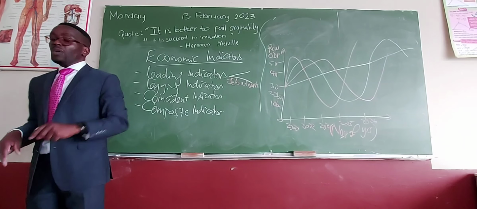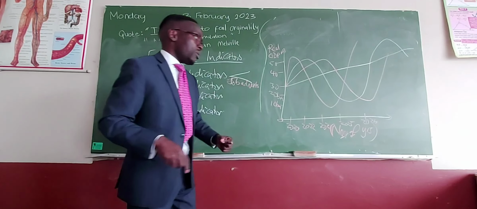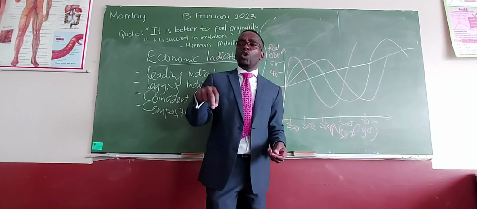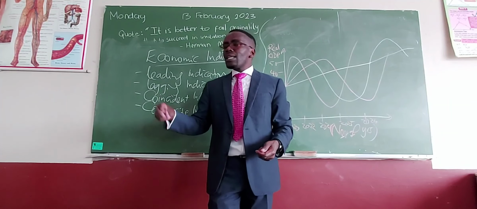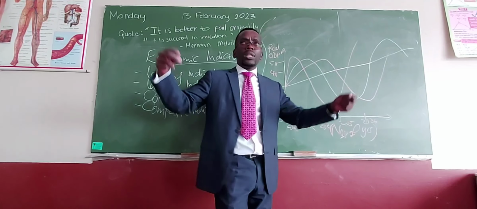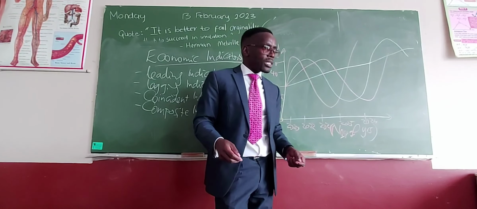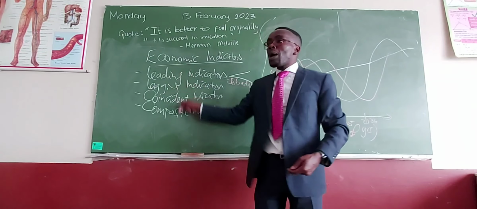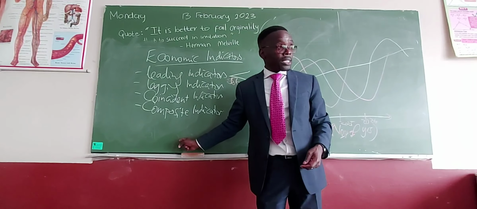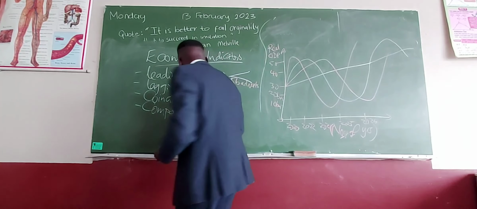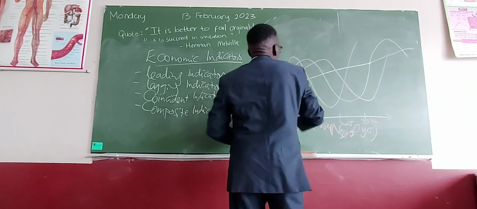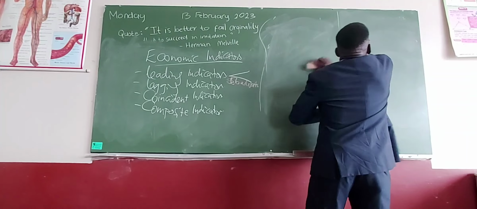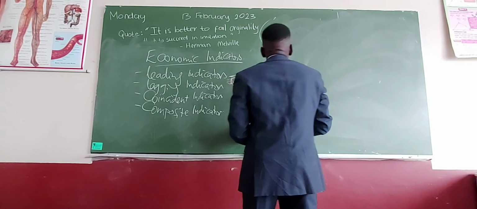If it is like in the context of that question that I was talking about, where learners were asked about non-economic indicators, discuss in detail the non-economic indicators, learners are not supposed to talk about this. Because if you talk about this, you are talking about economic indicators. You are supposed to talk about the ones that we are going to be looking at now. Now, our non-economic.